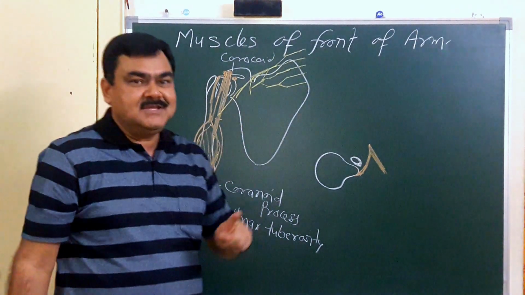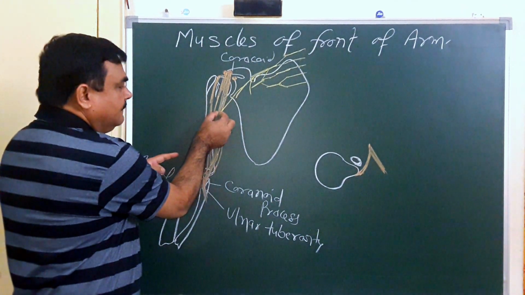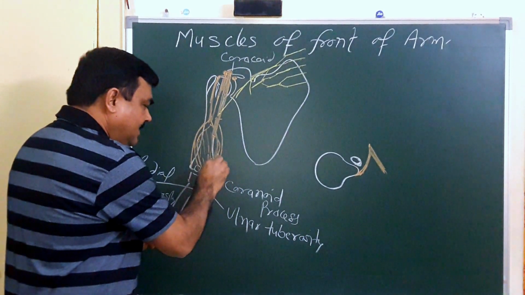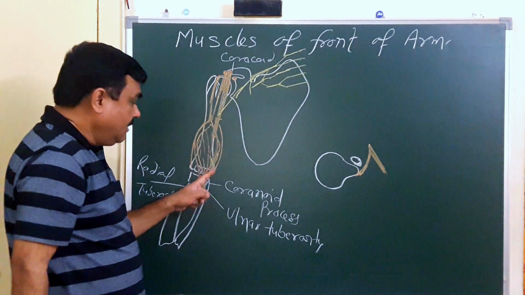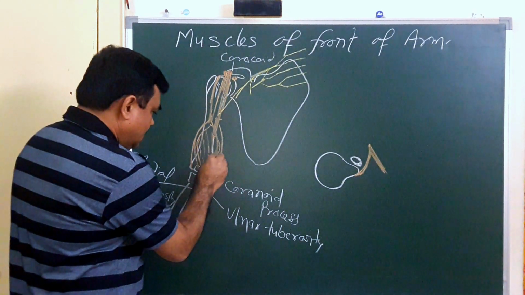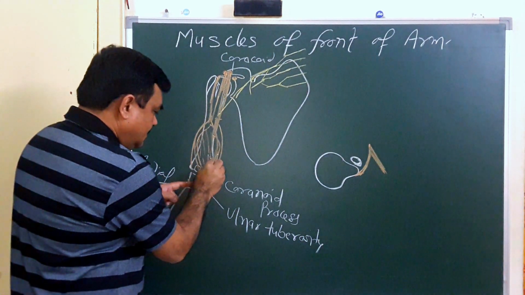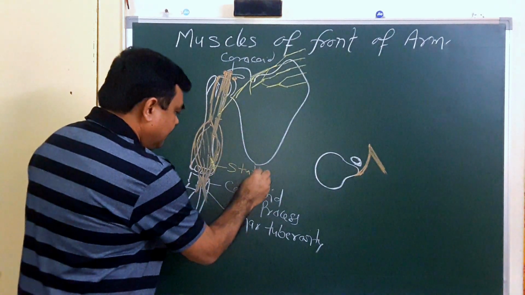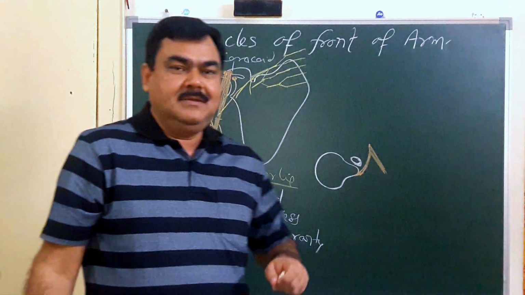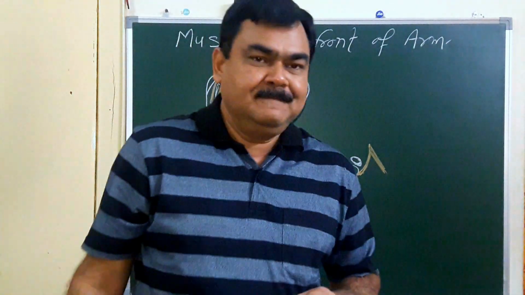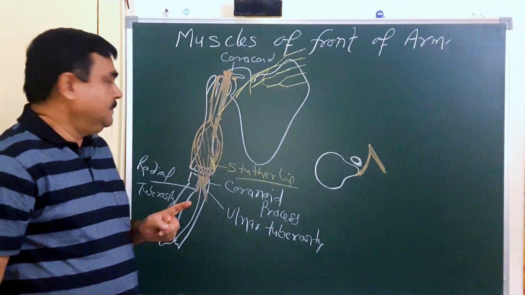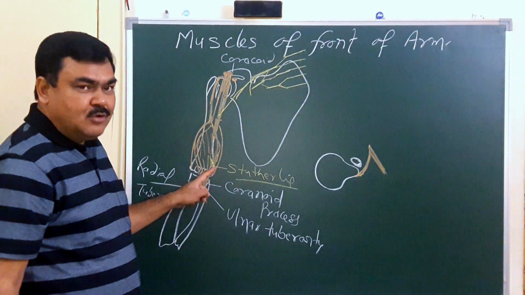Actually, coracobrachialis has three heads. Two heads are present here. It passes between two heads, and a third head is present here, in some cases, between the medial epicondyle and here. This is known as Struthers ligament. Sometimes it is present, and if present, it may compress the median nerve. So this is the third head of the coracobrachialis.